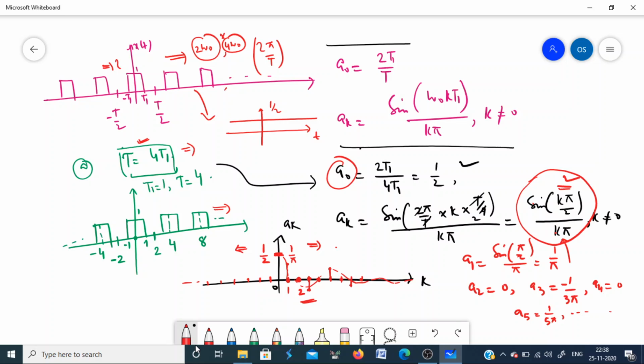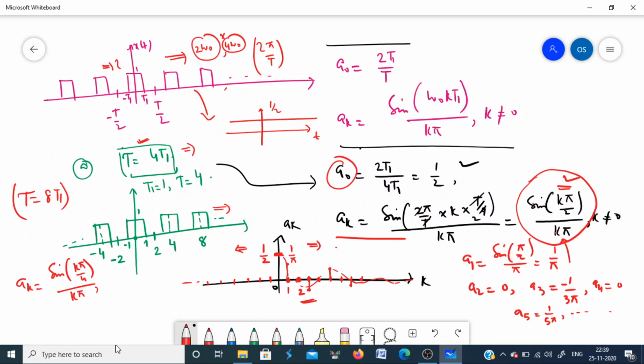Similarly, if you take a case where suppose I take T equal to 8 times T1, what will be a_k in that case? From this equation, this will be T1 by 8, so I will get it as sine of k pi by 4 upon k pi.